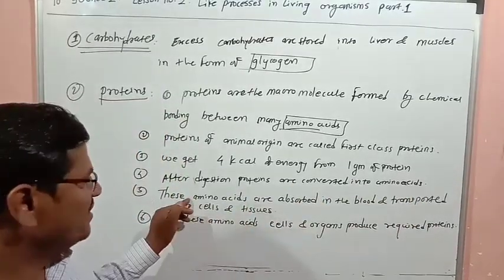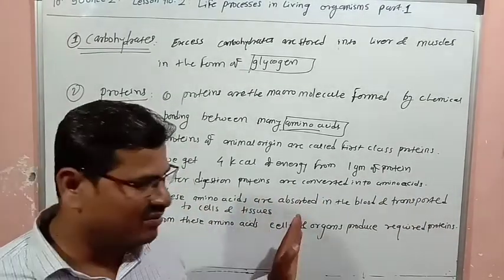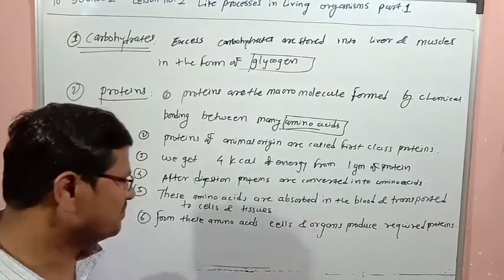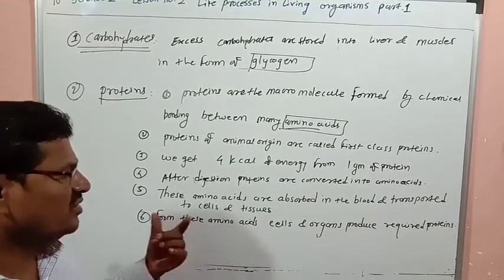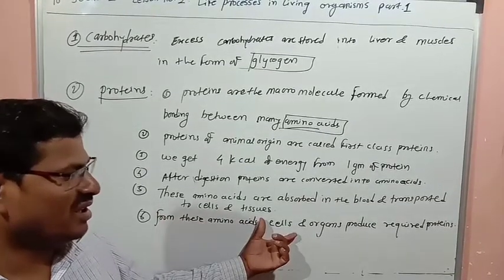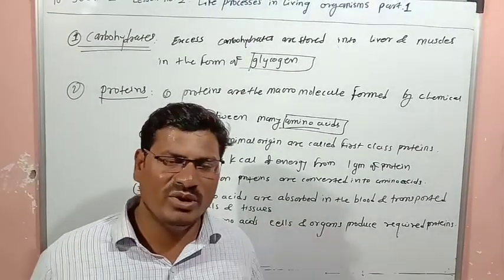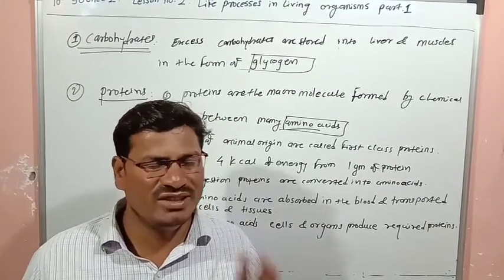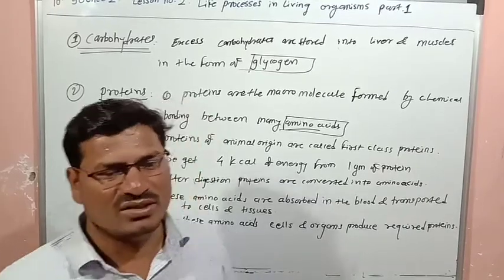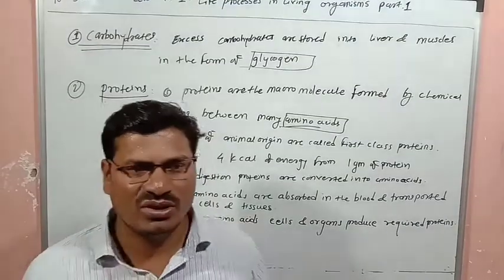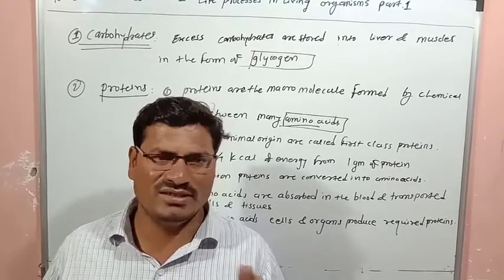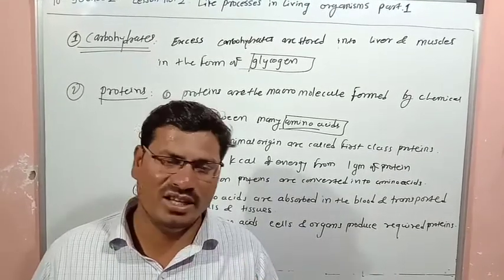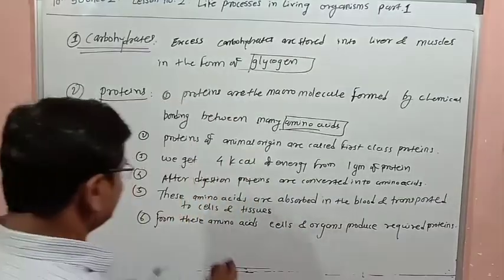These amino acids are absorbed into the blood, and from the blood they are transported to the cells and tissues, and these cells and organs combine the different amino acids and form the required proteins. After this, the next point we are going to learn is which proteins are present in different cells and different body parts. Diagrammatically we are going to learn after this.